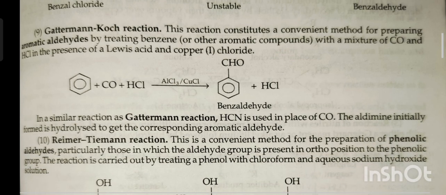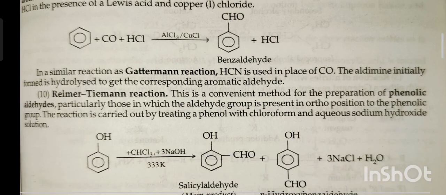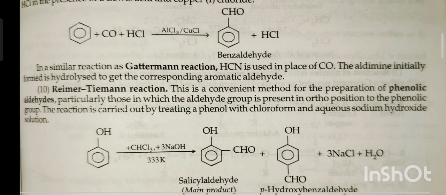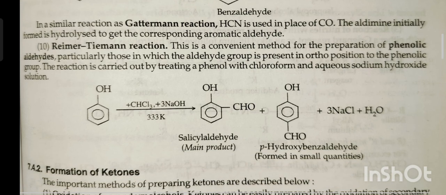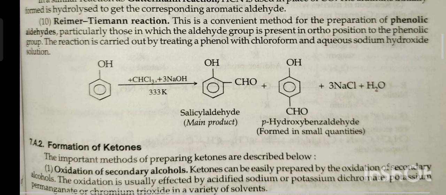10th, Reimer-Tiemann reaction. This is a convenient method for the preparation of phenolic aldehyde, particularly those in which the aldehyde group is present in ortho position to the phenolic group. The reaction is carried out by treating a phenol with chloroform and aqueous sodium hydroxide solution. Phenol in the presence of CHCl3, chloroform, and NaOH at 333 Kelvin temperature gives salicylaldehyde as the main product plus para-hydroxybenzaldehyde plus NaCl plus H2O. Para-hydroxybenzaldehyde is formed in small quantity.